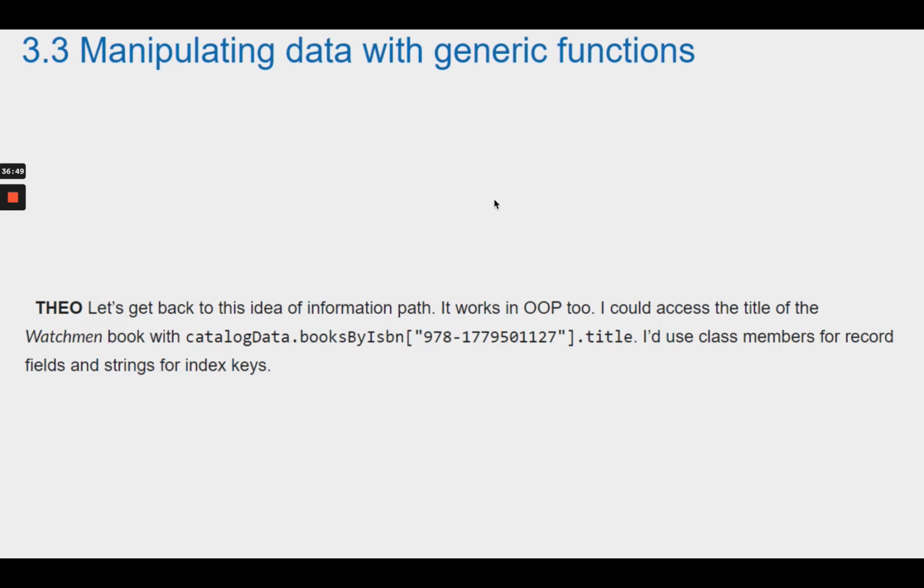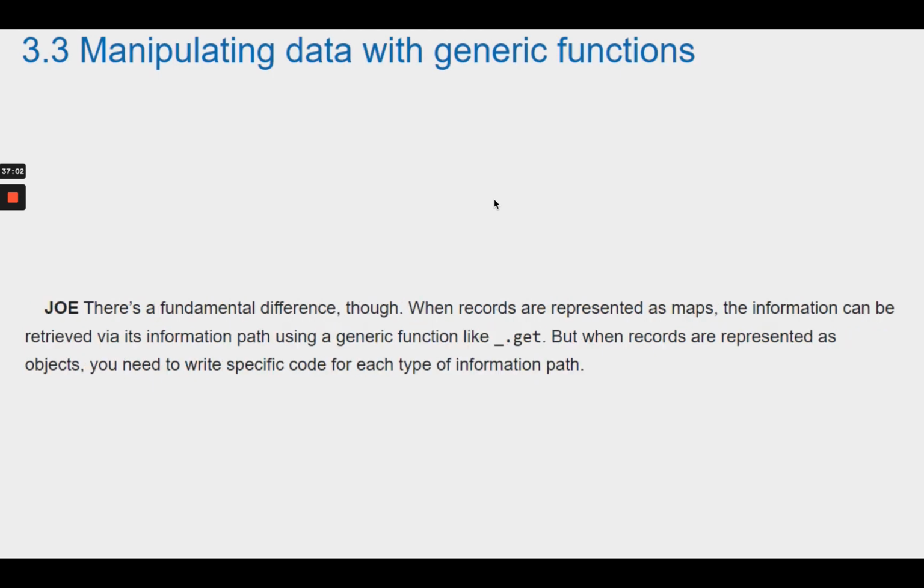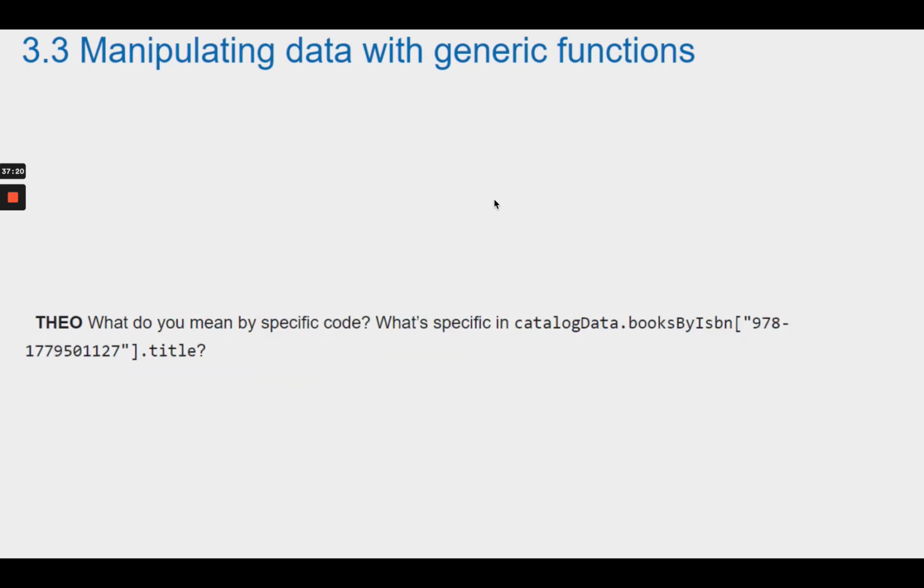Theo: Let's get back to this idea of information path. It works in OOP too. I could access the title of the Watchmen book with this. I'd use class members for record fields and strings for index keys. Joe: There's a fundamental difference though. When records are represented as maps, the information can be retrieved via its information path using a generic function like _.get. But when records are represented as objects, you need to write specific code for each type of information path.